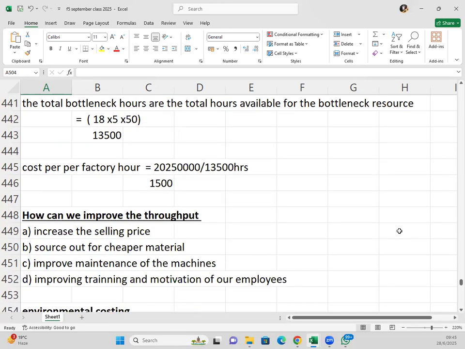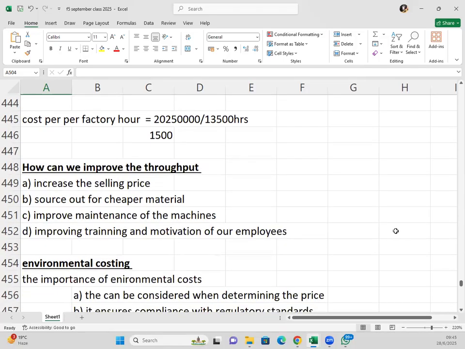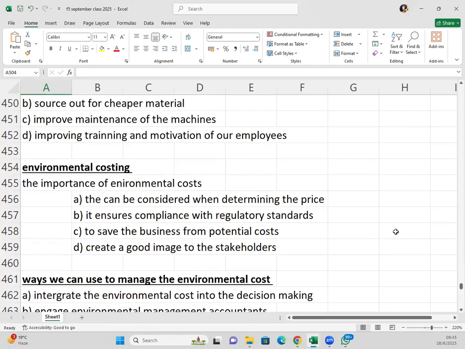We also talked about ways to improve the throughput. So the question can say, how can we improve the throughput? It means how can we improve the return from that resource, not the resource that is delaying the process. We looked at some of the ways we can use to improve the throughput.